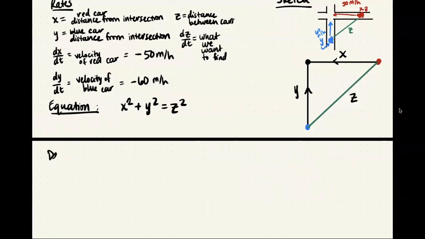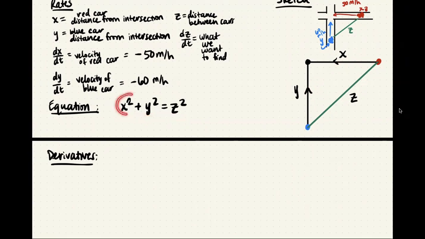Great. Now I can take derivatives. And again, as always, these are derivatives with respect to time. So every time I take derivatives of things that depend on time, like this position from the intersection changes as the car moves. This position changes as the car moves. And this distance, if the red car ends up here at some point and the blue car ends up here, then that distance, this is z, is also getting smaller. So whenever I take derivatives of these variables, I need to write d variable dt next to them.